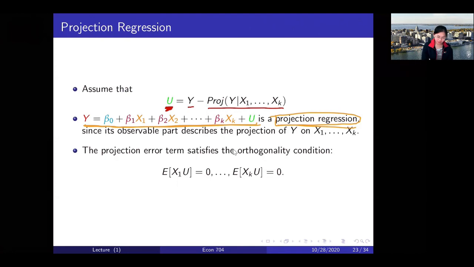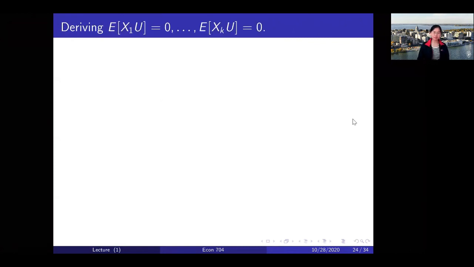By definition, the projection error term satisfies the orthogonality condition, which is described by this. So the correlation between u and the x variables is zero. This condition is weaker, as we learned before in the first half of the course. This is weaker than mean independence of u on the x variables. Now let's try to derive these orthogonality equations that u has to satisfy for the projection model.